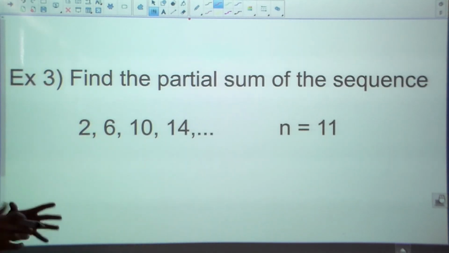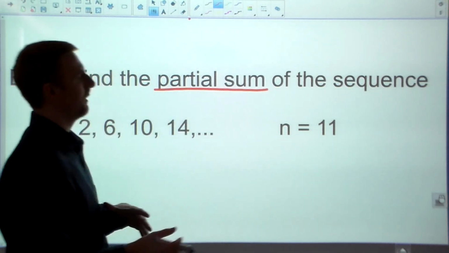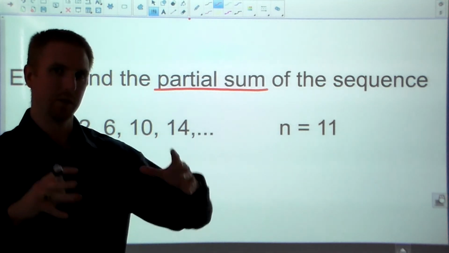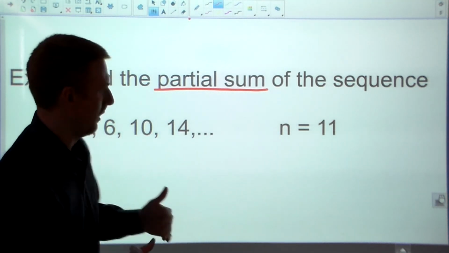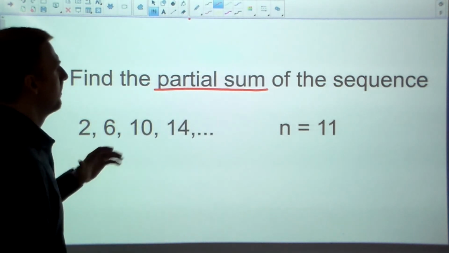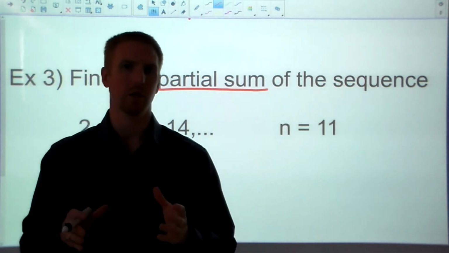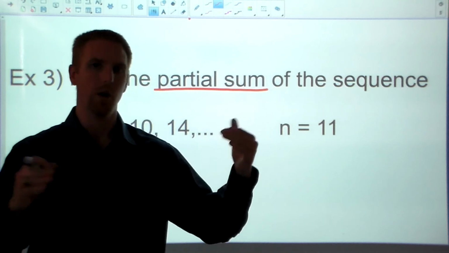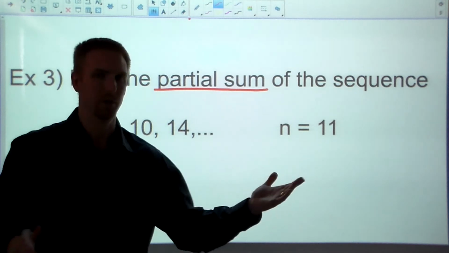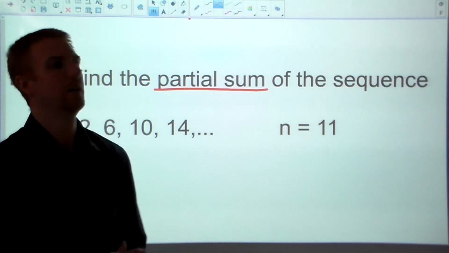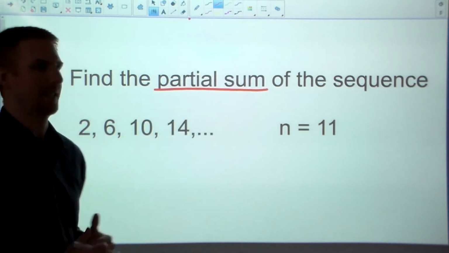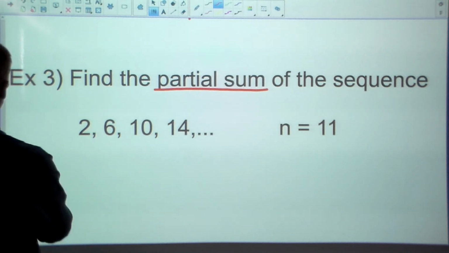Example 3 says find the partial sum. So this is hopefully not a new term, but just in case. Partial sum means you're adding up a set number of terms in the sequence. So if n's 11, I'm adding up 11 terms in the sequence. Partial sum is important because eventually we're going to look at those infinite series that go on forever. Now again, with arithmetic, that's kind of pointless because they would just add to infinity or negative infinity. There's no point in doing that. So for arithmetic, it's always going to be a partial sum. There's always a set number of terms you're going to add together. So let's see what we can figure out here.